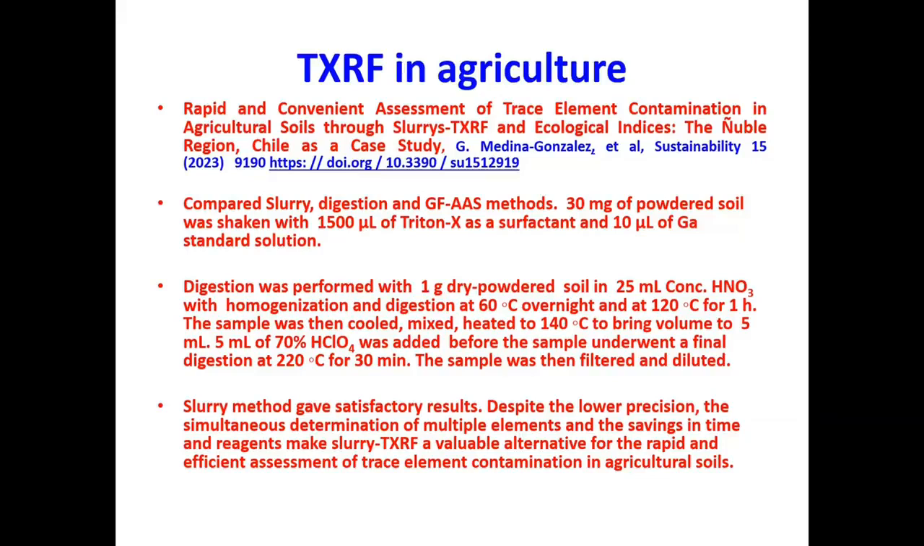What they did was a rapid and convenient assessment of trace element contamination in agriculture soils through slurry TXRF methods. They made the slurry, and they digested the sample. On the digested sample they analyzed by GFAAS, and the slurry sample they analyzed by TXRF. The digested sample they analyzed by both techniques. 30 milligram of powder soil they took, with 1500 microliter of Triton X as surfactant, and 10 microliter of gallium internal standard added. And for digestion, they used 1 gram of dry powder soil in 25 milliliter of concentrated nitric acid. After homogenization, there were various steps by which they digested it.